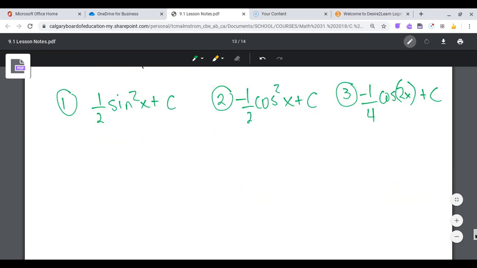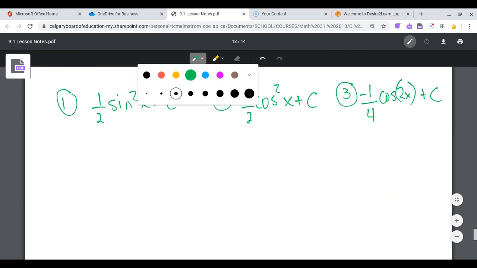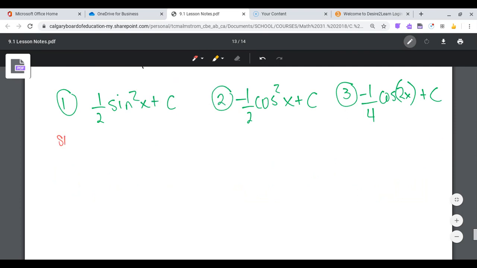Could we make them all match somehow? Okay, so what if we looked at our identities? Let's look at that for a second and see if we can get these guys to match a little better. So remember, sine squared x plus cos squared x is equal to 1. That would mean that sine squared x is equal to 1 minus cos squared x.